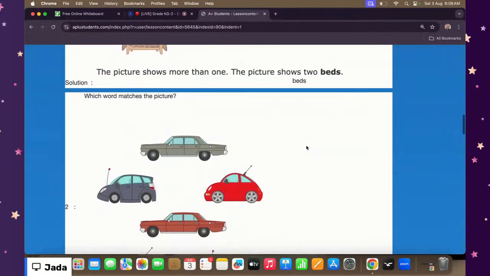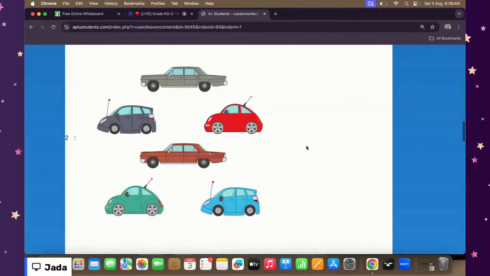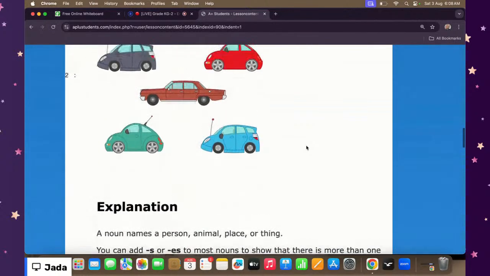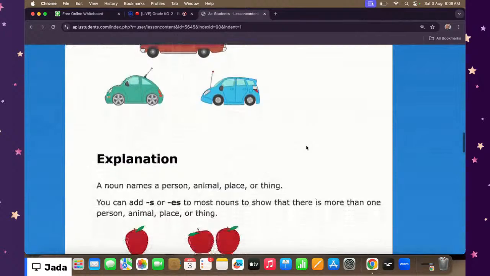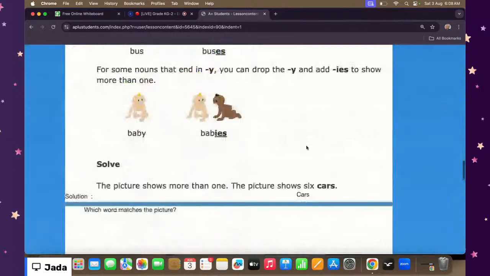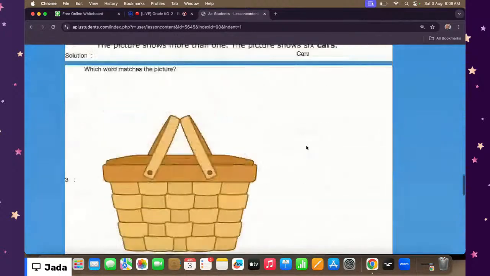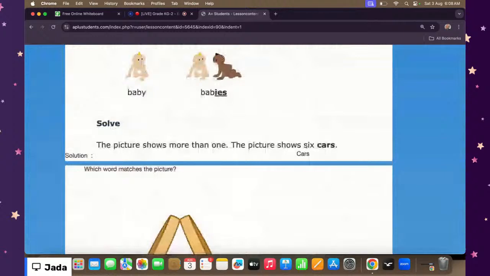And then we have cars here. How many cars? We have six cars or five. Okay, six cars. So it is not just one. If it's one, you just say car, but because it is so many, you say cars, so you need to add s to the cars. Okay, you add s, so it is cars.